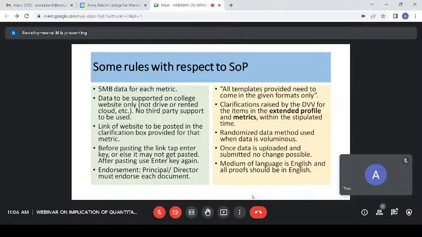Even before we analyze the metric, we need to know what the rules are. Number one, for each metric, 5 MB of data has been provided. That means whatever proof you want to give, it is going to be of the size of 5 MB only. If it is lesser than that, it's okay. If it is more than that, you have to see to it that it becomes 5 MB and then you can upload it.